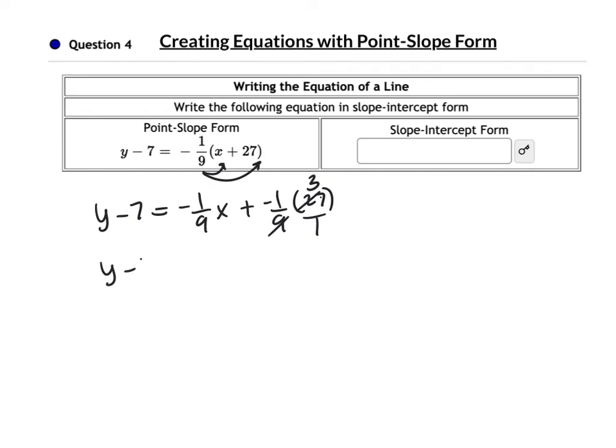So this becomes y minus 7 equals negative 1/9 x minus 3. Almost there. Get the y by itself. Add 7 to both sides, and y will equal negative 1/9 x plus 4.